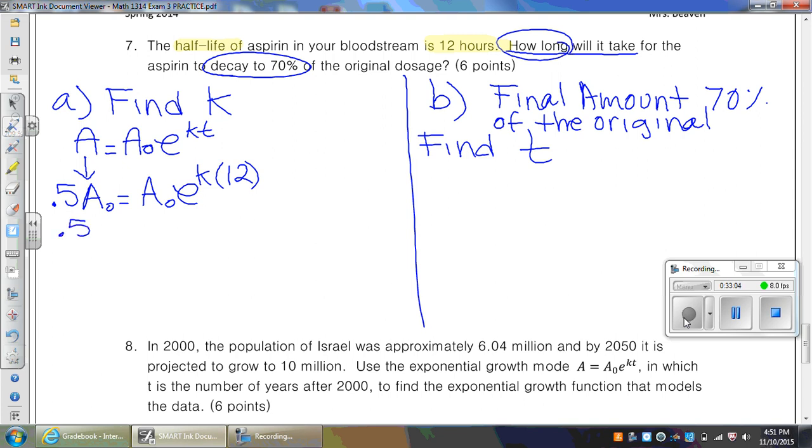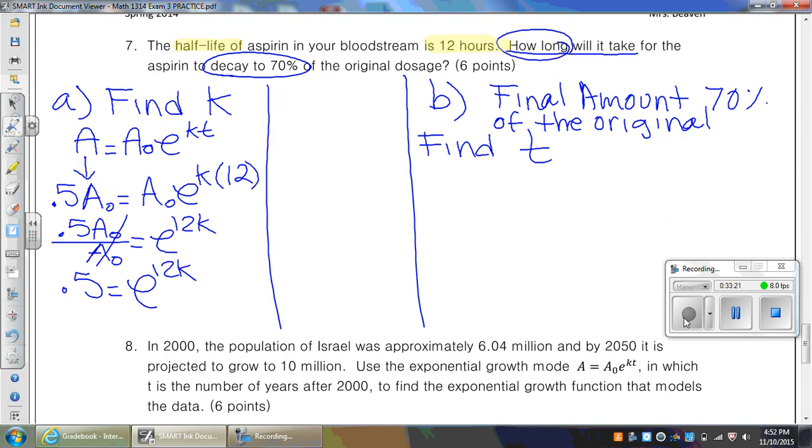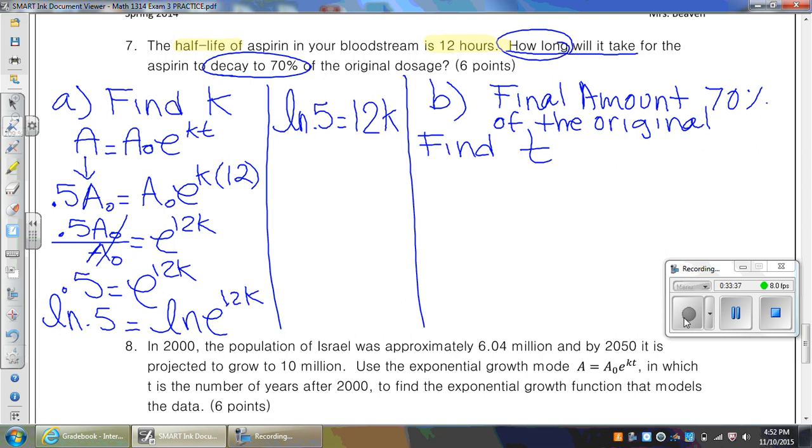So 0.5 a sub 0 divided by a sub 0 is equal to e to the power 12k. From here, a sub 0 divided by a sub 0 is 1, so we may say it cancels. We have 0.5 is equal to e to the power 12k. What I can do here is convert to a logarithmic equation, so it will be ln of 0.5 is equal to 12k. If you don't feel comfortable doing that, you could also take the natural log on both sides, and then apply the rule that says the base and the argument match, so it cancels, and the exponent becomes a linear quantity.